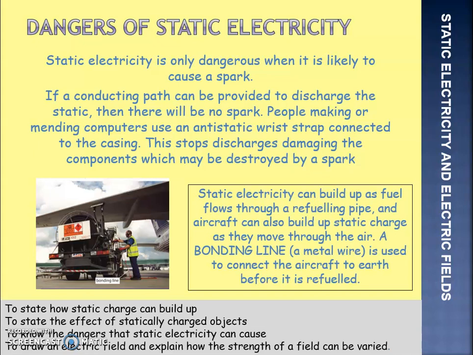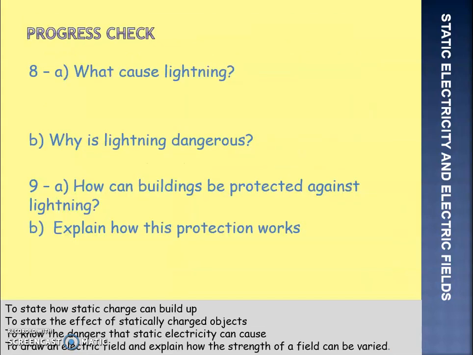Again, when refueling planes, static electricity can build up as fuel flows through a refueling pipe. The aircraft can also build up static charge as they move through the air. A bonding line is then used to connect the aircraft to the earth before it's refueled. If there's a spark between the aircraft and the fuel line, that's going to ignite the fuel, and it's going to be very, very dangerous.